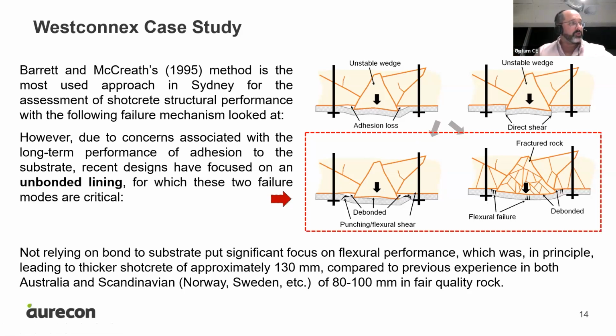It became practice in Sydney to address risks of potential loss of adhesion or bond in the long term, that we completely ignore adhesion in the long term. Obviously, in the short term we still use it, but in the long term we completely ignore adhesion, and we have to design our shotcrete linings with enough resistance in flexure and in punching shear. By doing that, the focus changes from having a good bond or adhesion to the substrate to flexural performance, and that's where the fibers come in. If I need flexural capacity, concrete alone won't give me that, so I need to have fibers or conventional reinforcement, if you were to put it in, that will provide that flexural capacity.